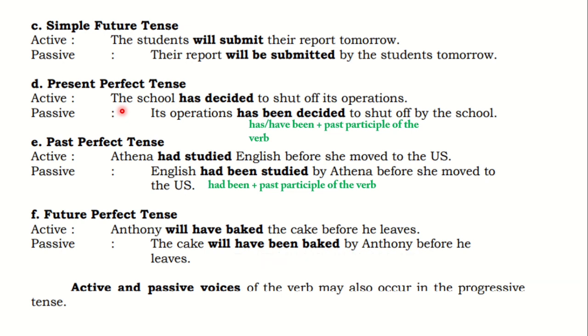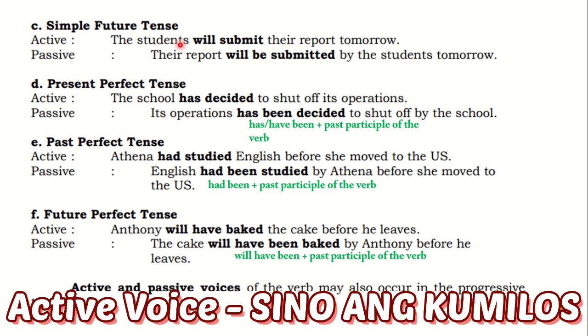The thing is, we use either active or passive voice of the verb to give emphasis to the subject. Okay? For example, the subject in this active sentence is the students. It is the students who will submit the report tomorrow. So, sa sentence na ito, mas importante yung malaman ng makikinig o magbabasa kung sino ang magsasubmit ng report. Yun ay ang mga estudyante.